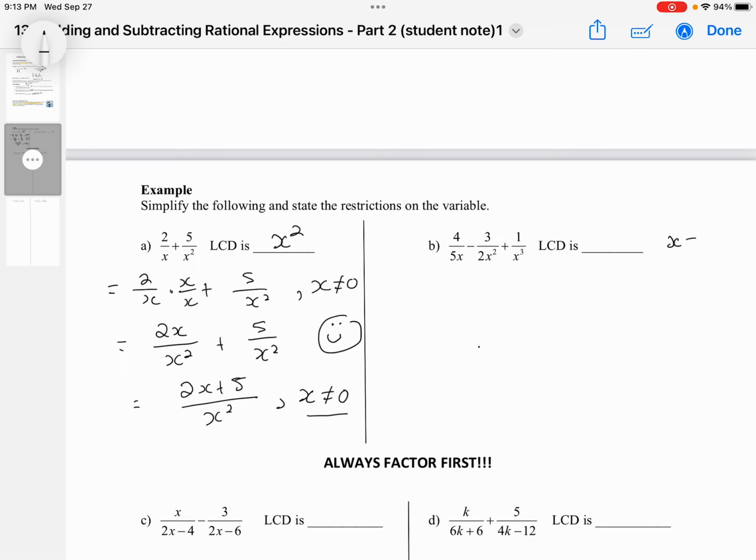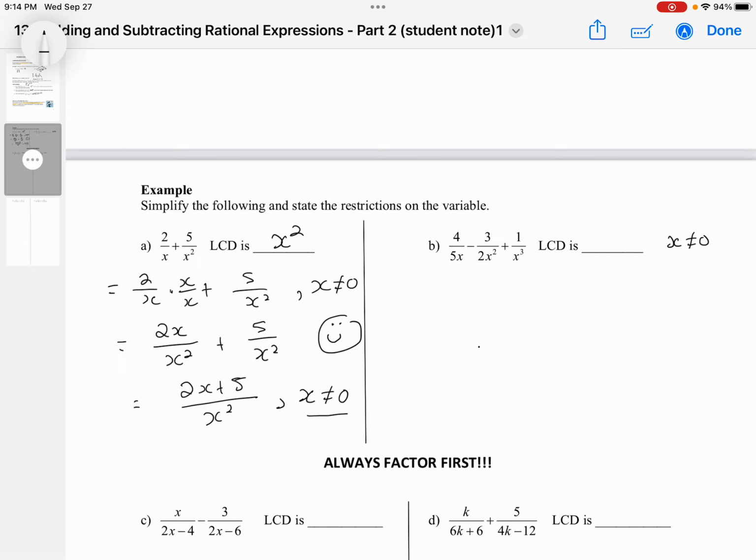and up here I'm going to write x can't equal 0 because I see that an x of 0 would make the first denominator 0. It's also x of 0 that'll make the second denominator 0, and it's also x of 0 that'll make the third denominator 0.